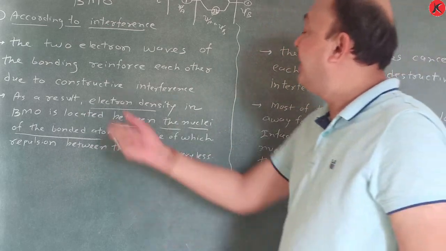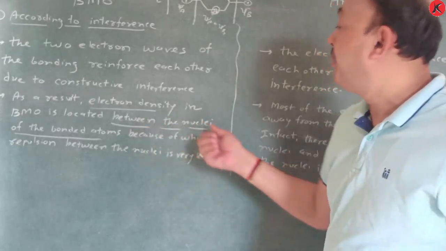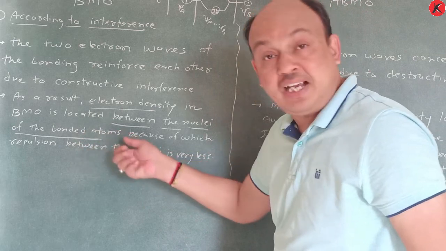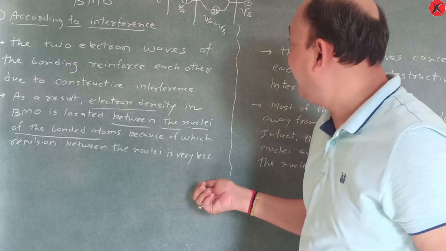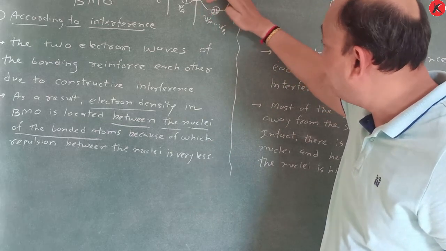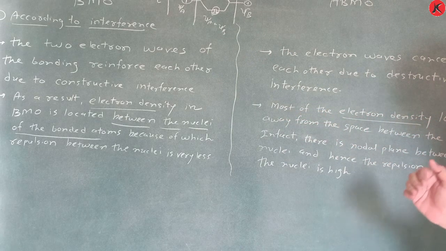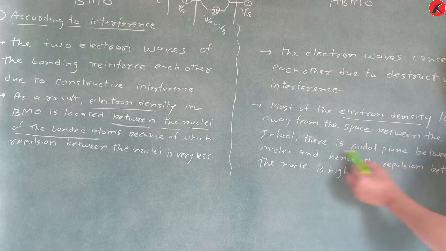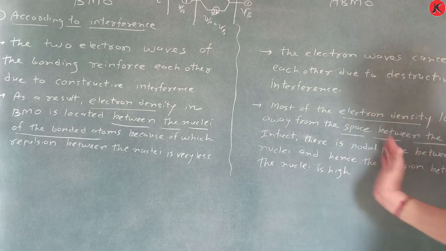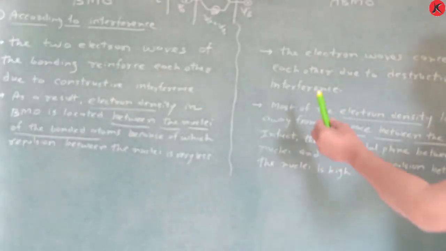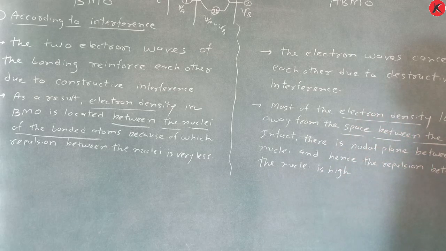So remember this one. As a result, electron density in a BMO, bonding molecular orbital, is located between the nuclei of the bonded atoms, because of which repulsion between the nuclei is very less. Next one: most of the electron density is located away from the space between the nuclei. Remember, away from the space, because here repulsion is occurring, here attraction is occurring.